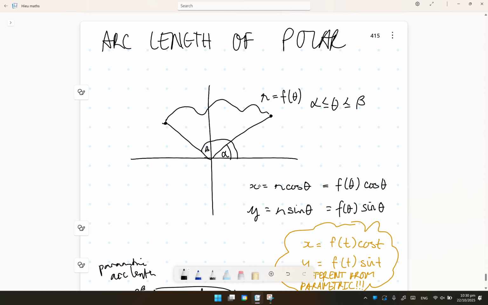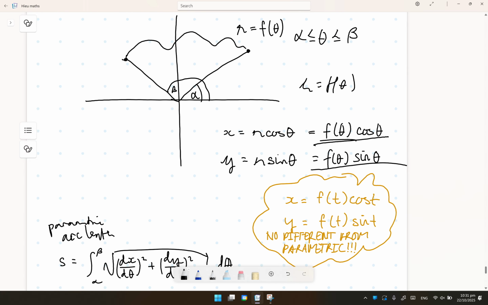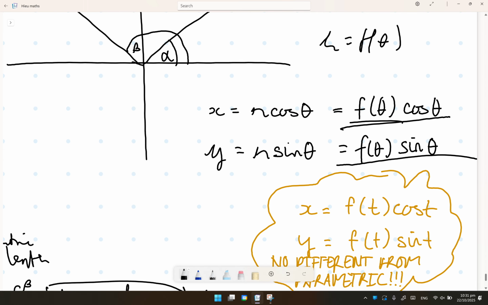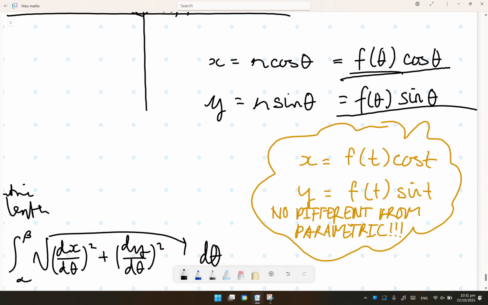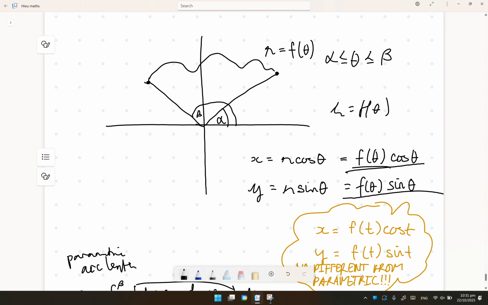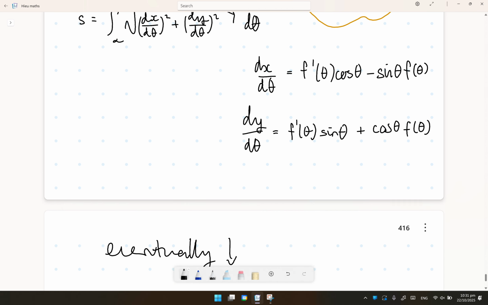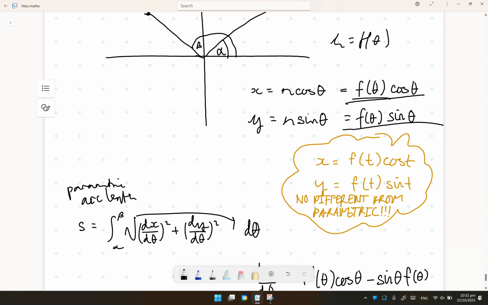If we think about it, x equals r cos theta and y equals r sine theta. What does that mean? Well, that's simply f theta, because r equals f theta. So we just replace r with f theta and multiply by cos theta: f theta times cos theta, f theta times sine theta. Let's imagine we said x equals f of t times cos t and y equals f of t times sine t. There's no difference between this and a parametric function. Now x is a function of theta, so we can use the same parametric arc length formula, which is the square root of dx over d theta squared plus dy over d theta squared.